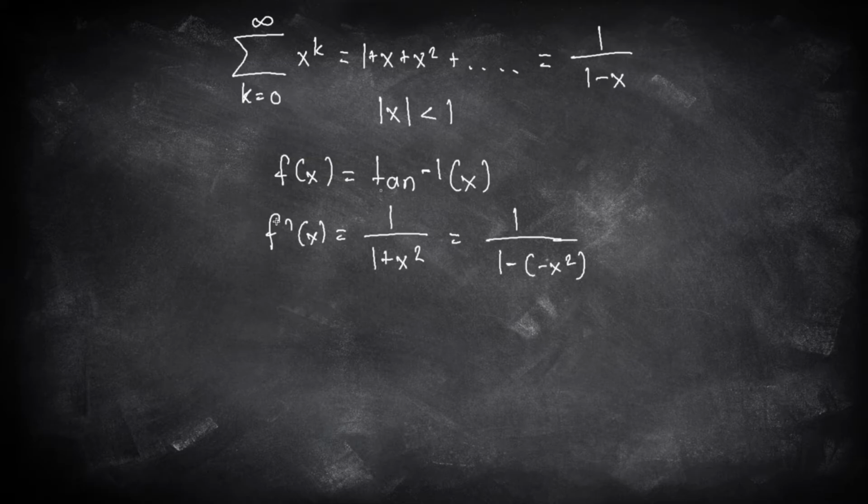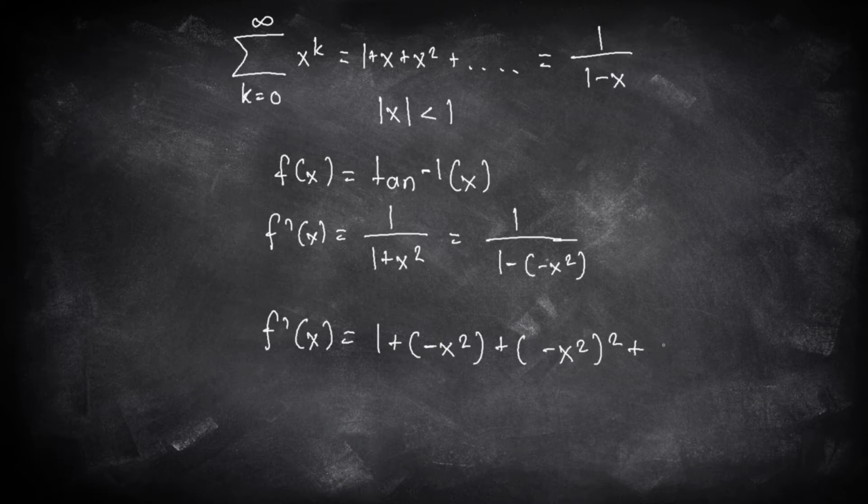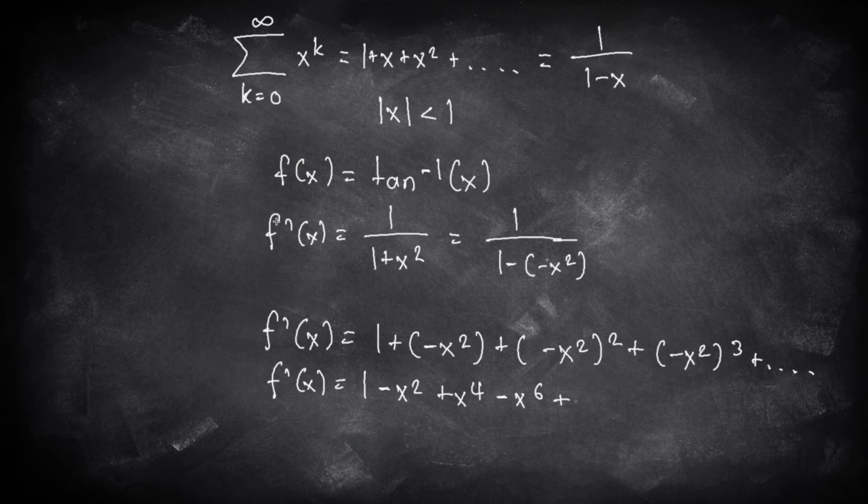So instead of using this form, because this is a derivative, we have to integrate this to get our original. So let's use this form instead. So we have the derivative of f is equal to 1 plus negative x squared, and then plus negative x squared squared, plus negative x squared cubed, and then to the 4th, to the 5th, etc. So overall, this comes out as 1 minus x squared plus x to the power 4 minus x to the power 6, etc.